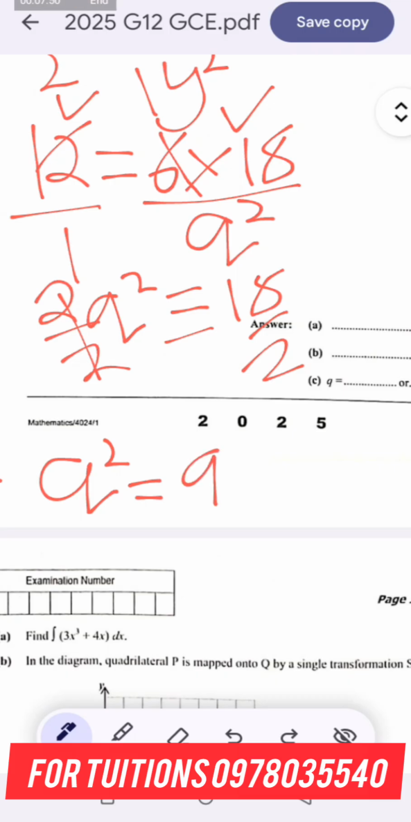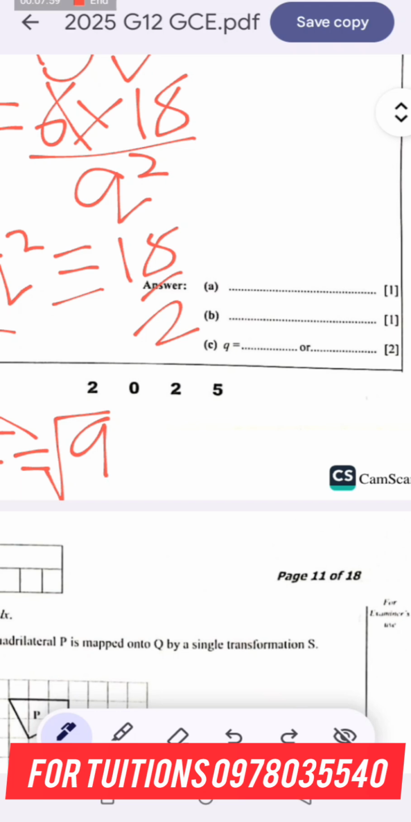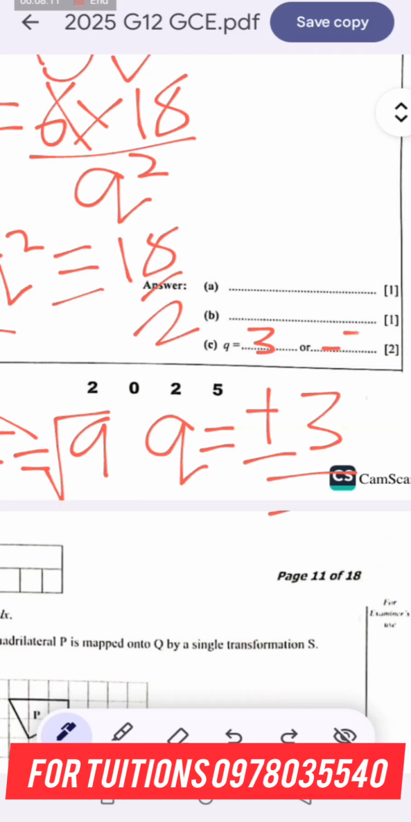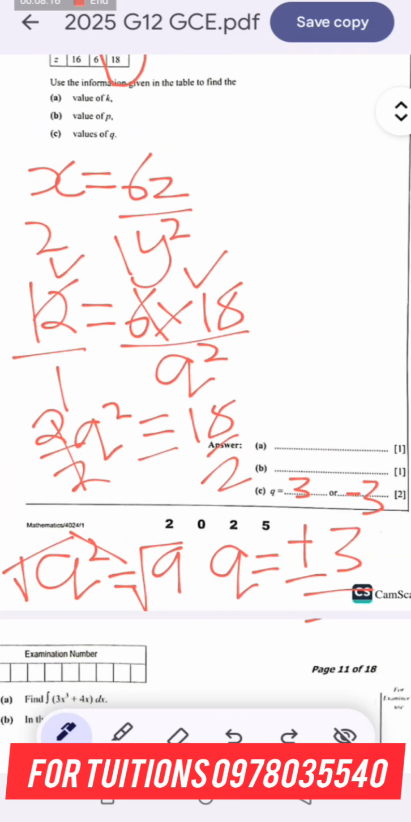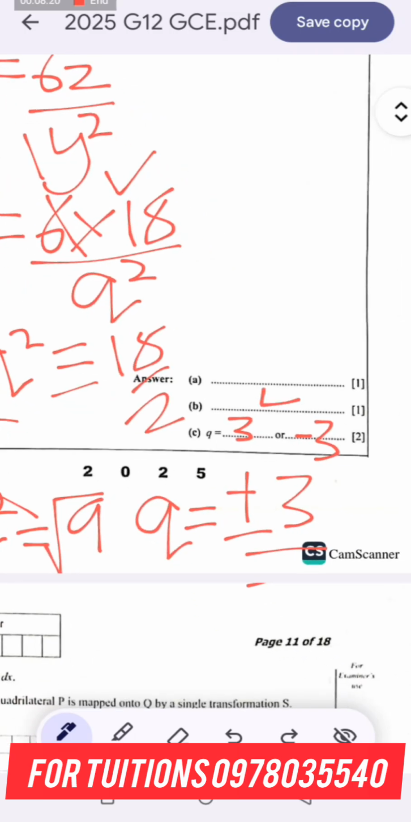Now, I'll square root both sides to get Q. The value of Q is going to be, the square root of 9 is just plus or minus 3. That's the square root of 9. So the values of Q, so Q is 3 or negative 3. Then our P, if you remember what we had found for P, you can put it there. So our P was 4, if you remember, and our K was 6. So these are the solutions.